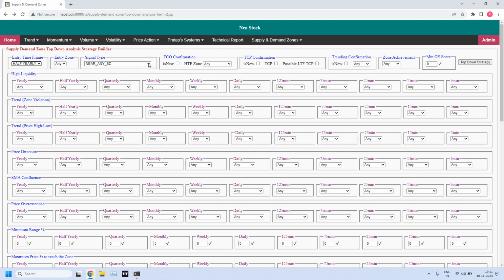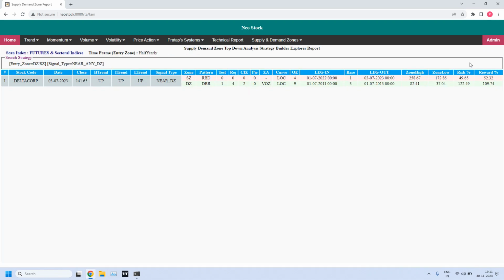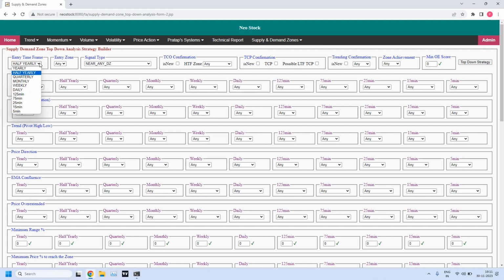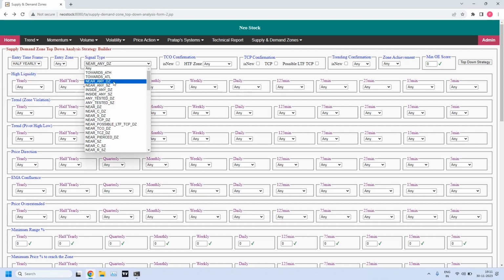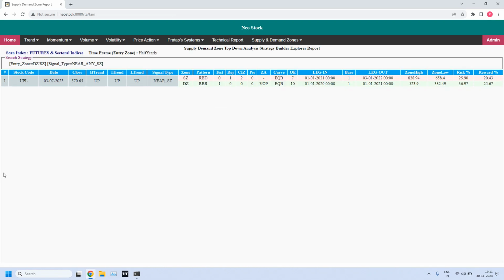For the half yearly time frame, let us find the stocks near the half yearly demand zone. So only one stock is filtered, which is near to the half yearly demand zone. So let's go back. For the half yearly time frame, let us find the stocks which are near to the half yearly supply zone. So one stock is filtered where price is near to the half yearly supply zone.